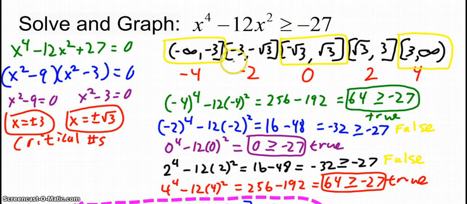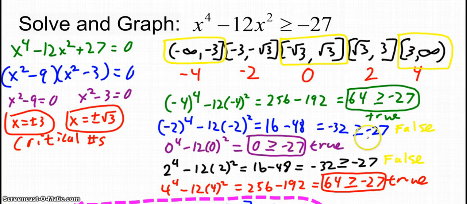Now, pick a number within each interval. Again, pick something that's nice. So negative 4 is pretty easy to work with. Root 3, or in this case negative root 3, is negative 1 point something. So pick an integer, negative 2. That works well. 0 is between negative root 3 and root 3. 2 is between root 3 and 3. And 4 is between 3 and infinity.